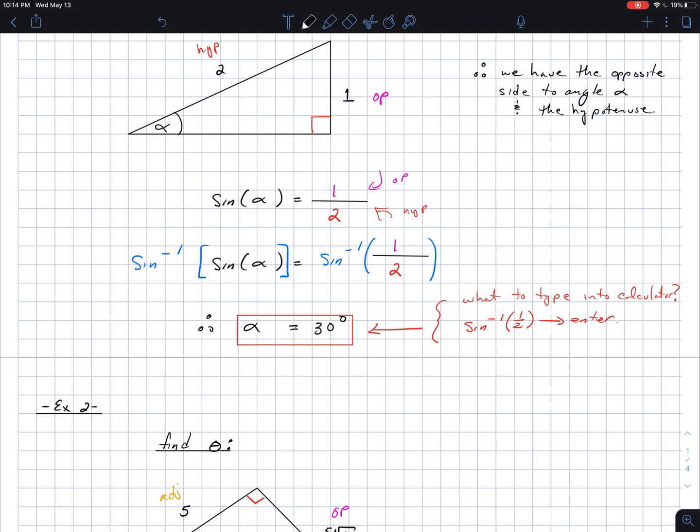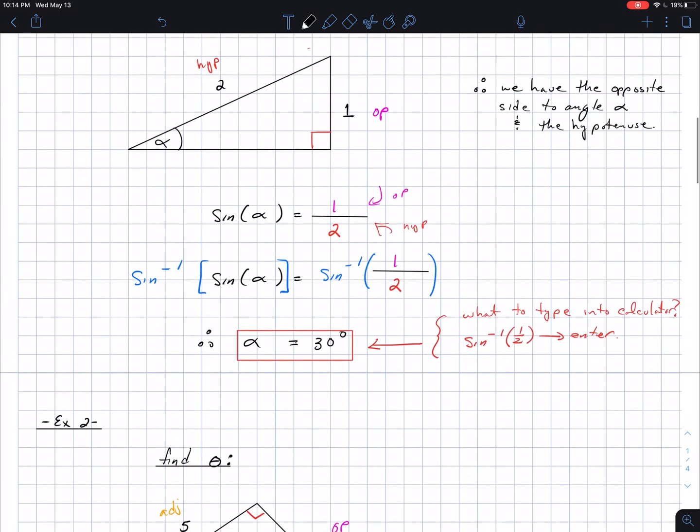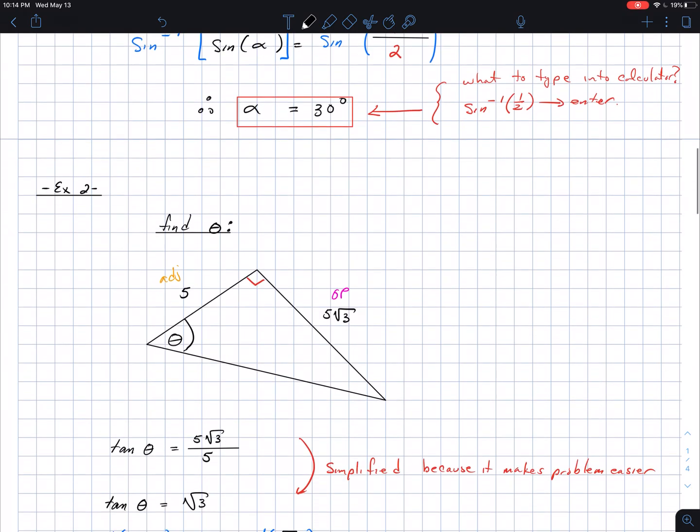When you run through the calculator and you type in second sine and then 1 over 2, you're going to get 30 degrees. And remember, one of the things that you really, really should know is the sine of 30 is a half. Notice that's an interesting special right triangle.